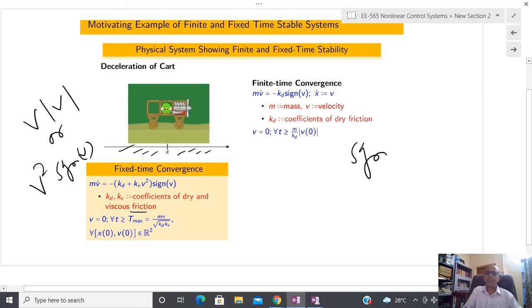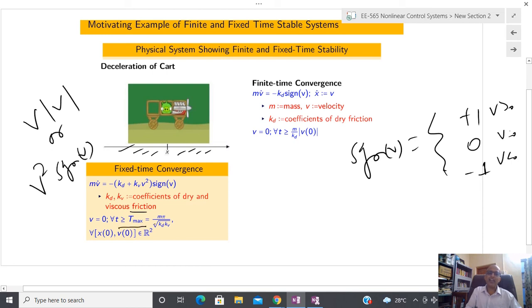Here signum v is nothing but: when v is greater than 0, that is plus 1; when v is 0, then that is 0; or minus 1, like that. So v greater than 0, v equal to 0, and v less than 0. So I have this kind of mathematical model, and if you solve it, it is possible to show.